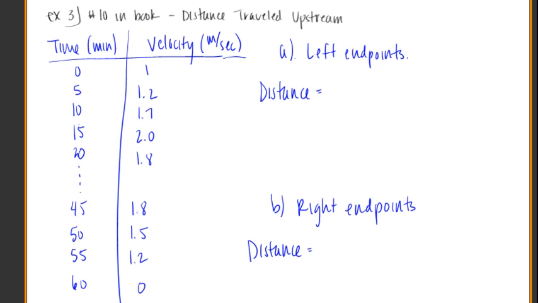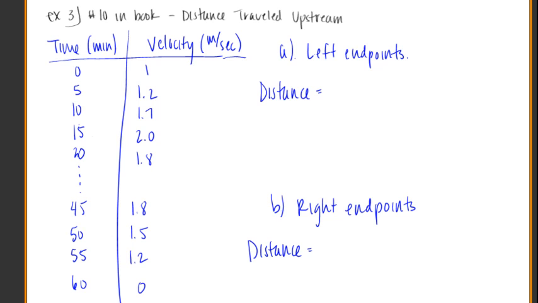Starting out, the flow was 1 meter per second. 5 minutes later, it was 1.2. A total of 10 minutes in, it was 1.7. And you want to know how far upstream the bottle traveled during that hour. We want to estimate the distance. We're going to estimate it twice, once using the left endpoints and once using the right endpoints.